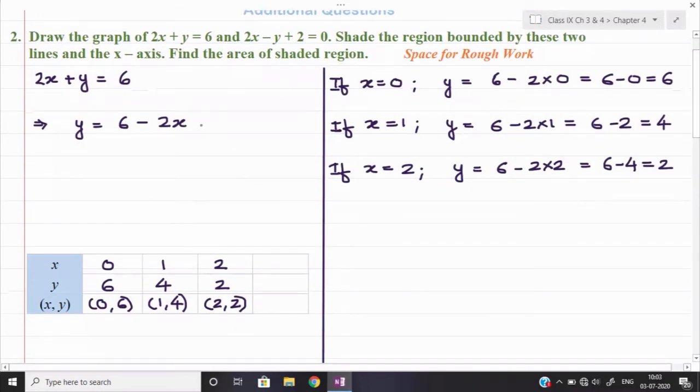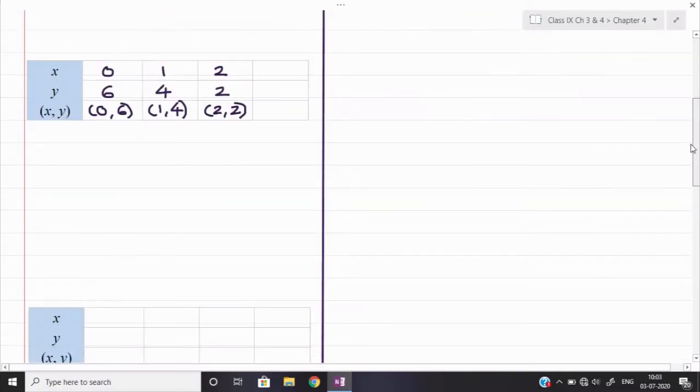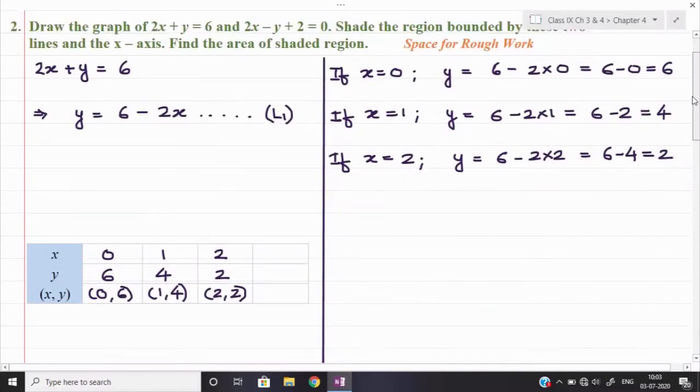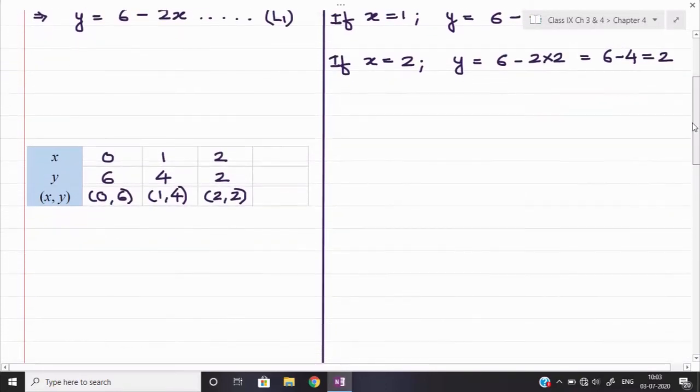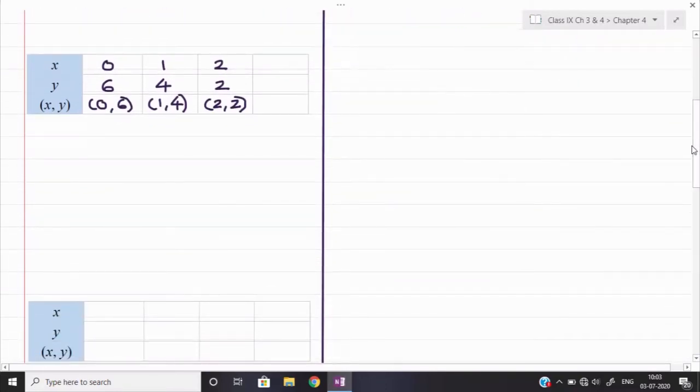Now since two lines are there, we can denote them by name. This is my line number 1, L1, I can say. Similarly, now let us see the second equation. The second equation that we have given here is 2x minus y plus 2 is equal to 0. So the second equation we shall write down here, 2x minus y plus 2 is equal to 0.